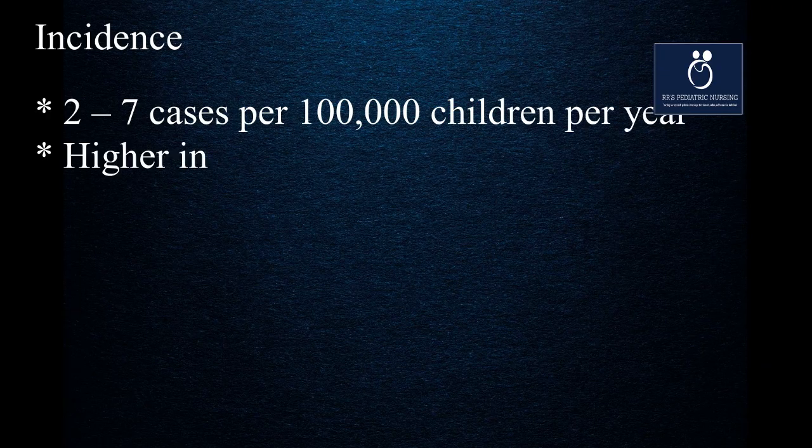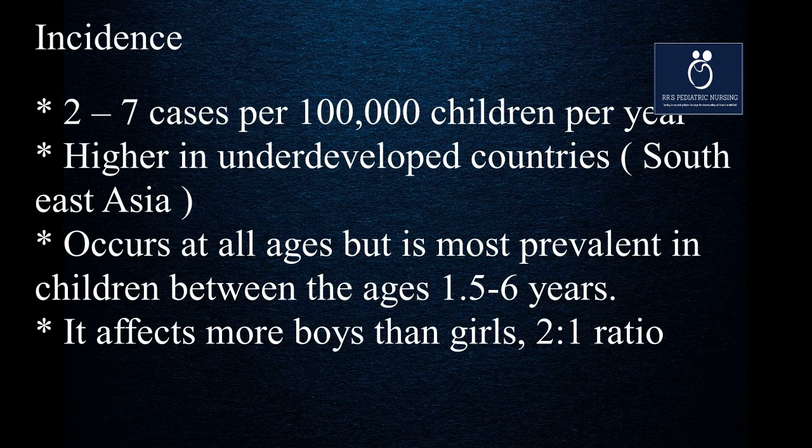Creatinine. Incidence: 2 to 7 cases per 1 lakh children per year. Higher in underdeveloped countries, Southeast Asia. Occurs at all ages but is most prevalent in children between the ages of 1.5 years to 6 years. It affects more boys than girls, a 2-to-1 ratio.